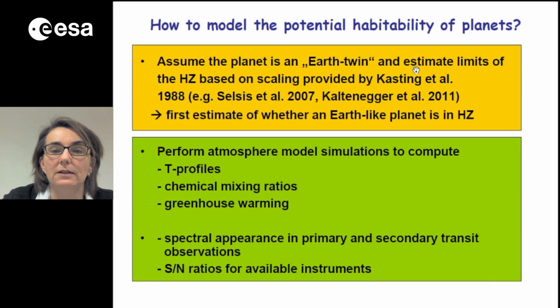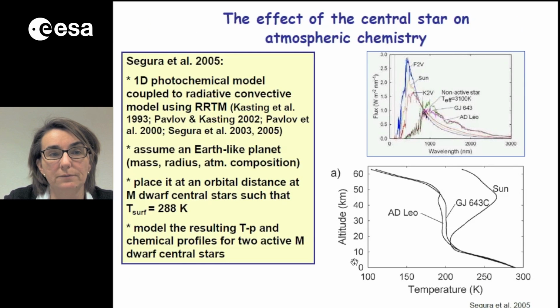And that means it's orbiting its star, its M dwarf star, in the habitable zone. It is really like the Earth. It has the Earth composition, Earth size, Earth mass, and so on. And then we perform some model simulations of the atmospheric temperature profile, the chemical mixing ratios, and the greenhouse warming to see how the Earth changes if we place it around such a cool M dwarf. And then we can also calculate its spectral appearance and check whether this could actually be observed or not.